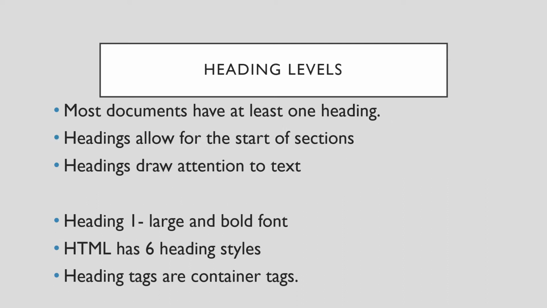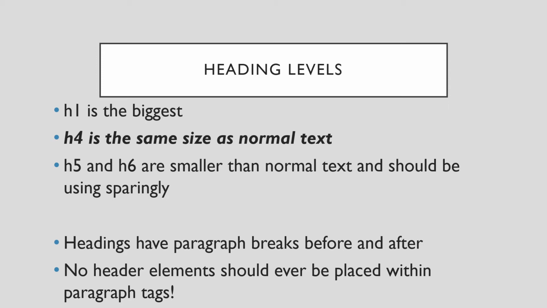All right, let's talk about heading levels. Most documents have at least one heading, and headings allow for the start of sections, and headings also draw attention to the text. You may remember that we go from H1 to H6. Heading 1 is large and in bold font, and HTML has 6 heading styles. Heading tags are container tags, just as a reminder. H1 is the biggest, and H4 is the same as normal text, like if you were to use a paragraph. H5 and H6 are smaller than normal text and should be used sparingly.